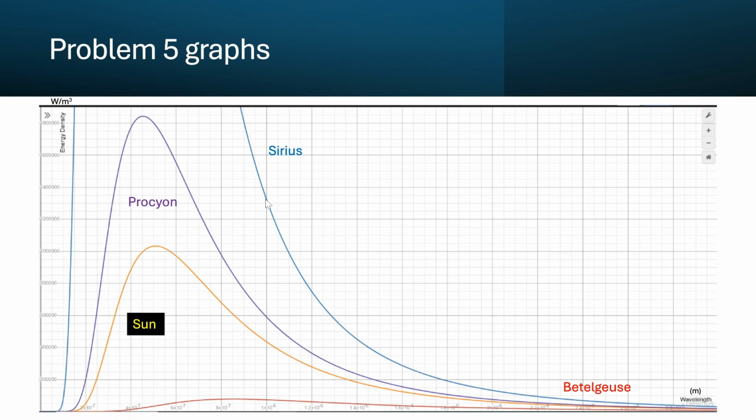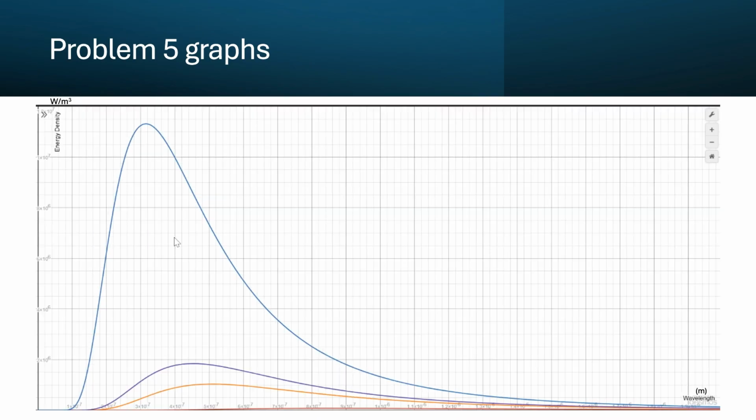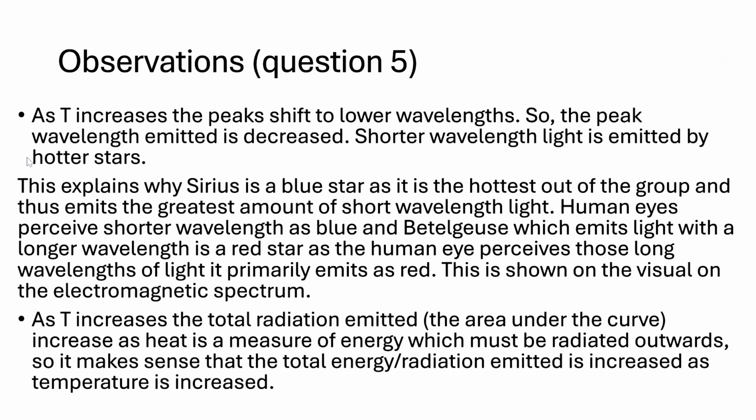Problem 5 requires us to graph Planck's model for different stars which have different temperatures. Sirius here in blue, Procyon in purple, the Sun in orange, and Betelgeuse in red. Here we've zoomed out so you can see the maximum of Sirius. As T increases, the peak shifts to lower wavelengths, so to the left, and the peak wavelength emitted decreases. Shorter wavelengths of light are thus emitted by hotter stars.